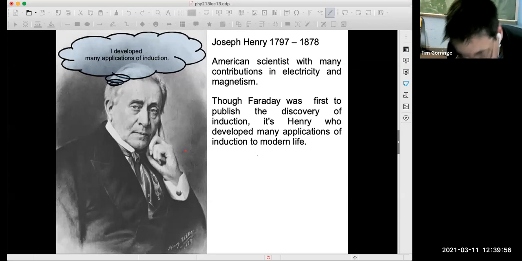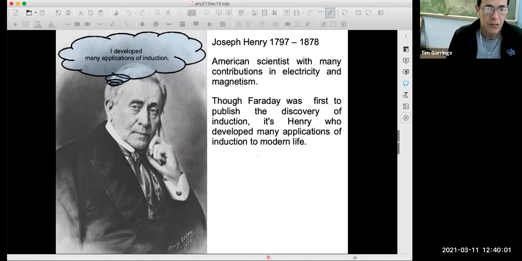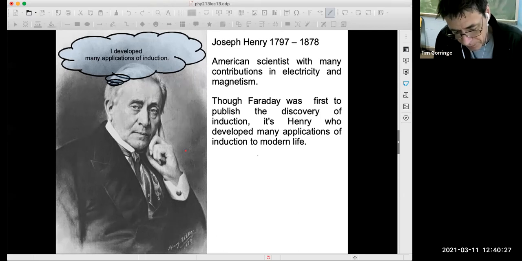So he was an American scientist. He just missed being the first person to discover induction. He was just behind, sort of months behind Faraday in discovering induction. But he actually went on to develop a lot of the modern applications of induction. So again, he's really responsible for much of our modern lifestyles, which are based on this effect of induction.